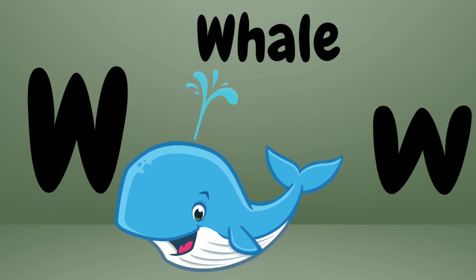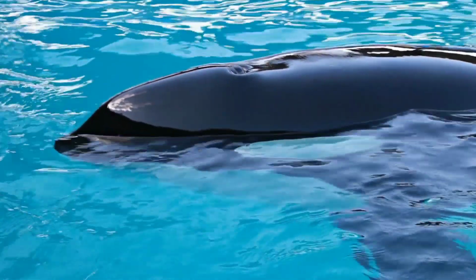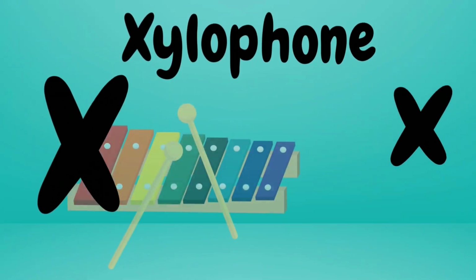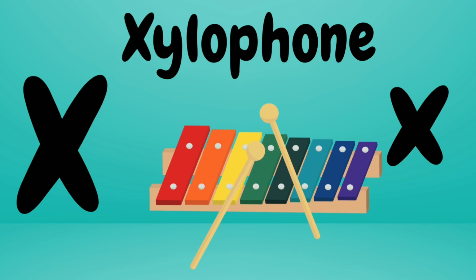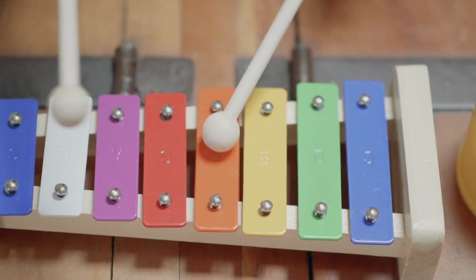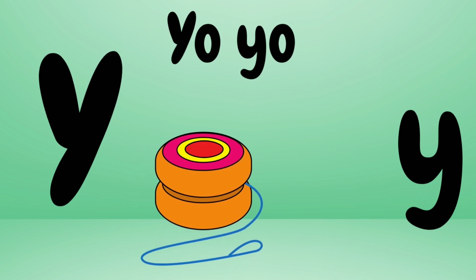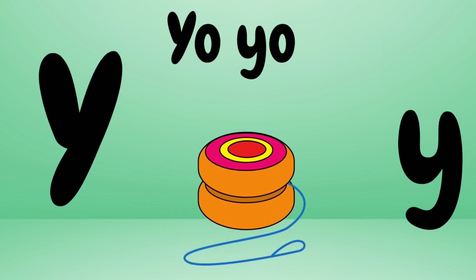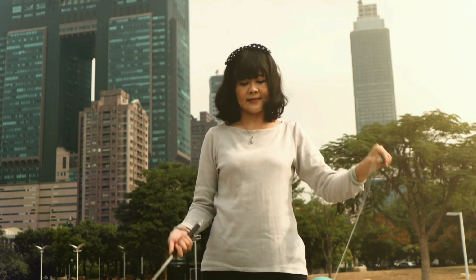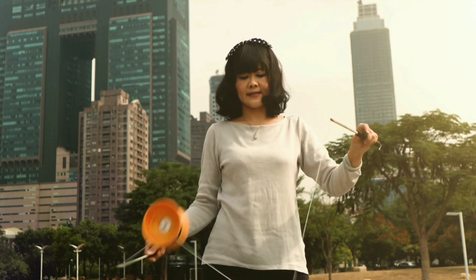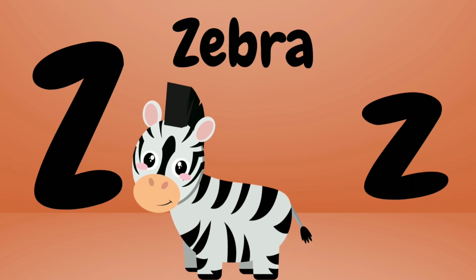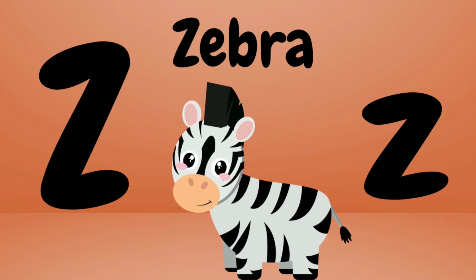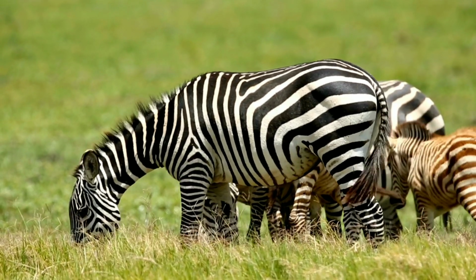This is a whale. X is for xylophone, xylophone, xylophone. This is a xylophone. Y is for yo-yo, yo-yo, yo-yo. This is a yo-yo. Z is for zebra, zebra, zebra. This is a zebra.